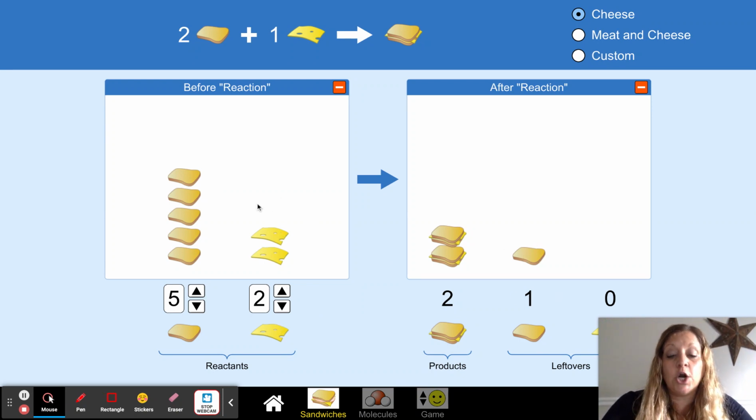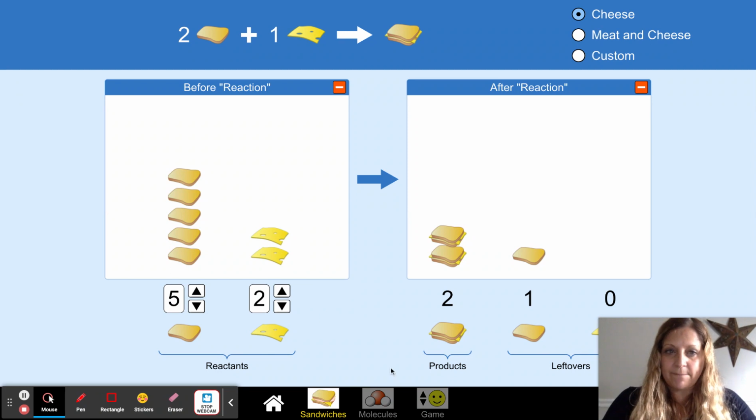The thing that is determining how many sandwiches I can build is the cheese. So that is my limiting reactant. The way that you can tell the difference between excess and limited is when the chemical reaction takes place and there's some left over, that is the excess. The thing that is completely used up, that controls how much product you can create, is the limited reactant.